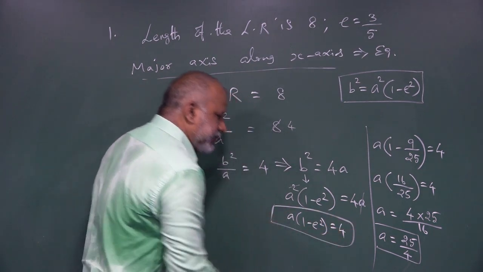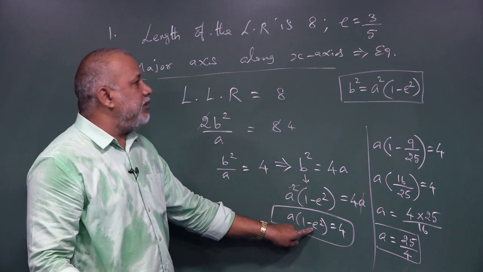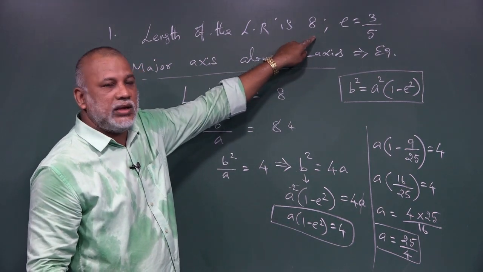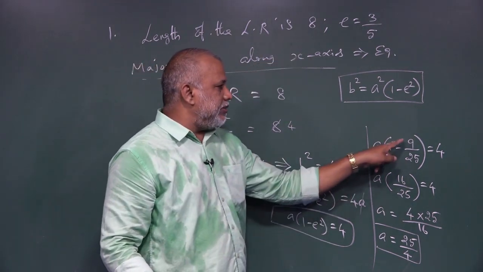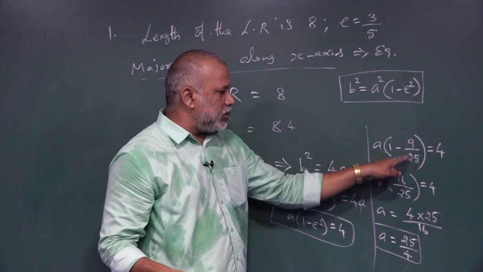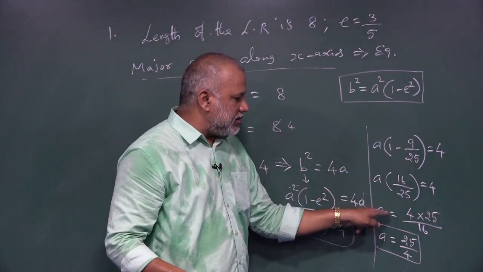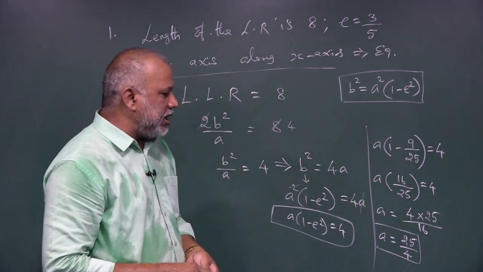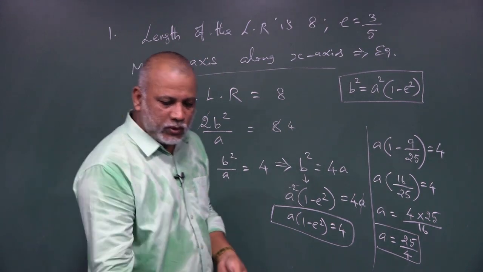In this, I have the value of e. By the given data, e equals 3 by 5. Just substitute: 3 by 5 squared means 9 by 25. Take LCM and simplify. We can get the value a equals 25 divided by 4.